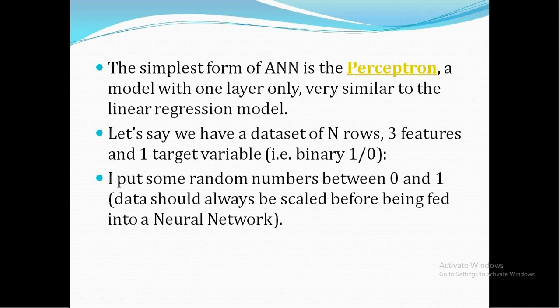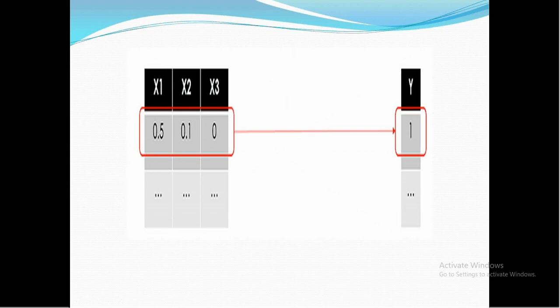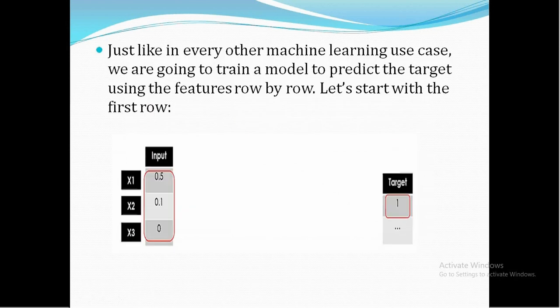Let's say we have a dataset of n rows, 3 features and 1 target variable, that is binary, 1 or 0. I put some random numbers between 0 and 1, because data should always be scaled before being fed into a neural network. This is the input and that is the output. Just like in every other machine learning use case, we are going to train a model to predict the target using the features row by row. Let's start with the first row.